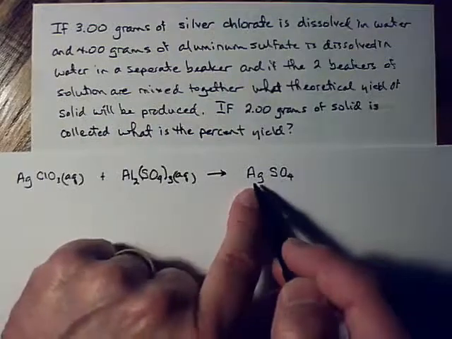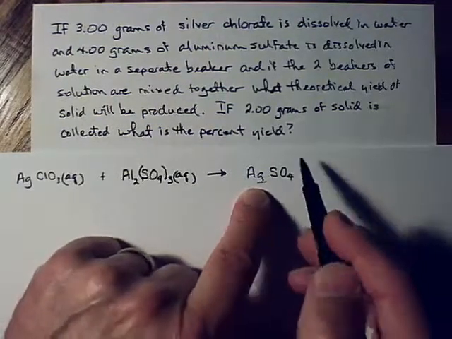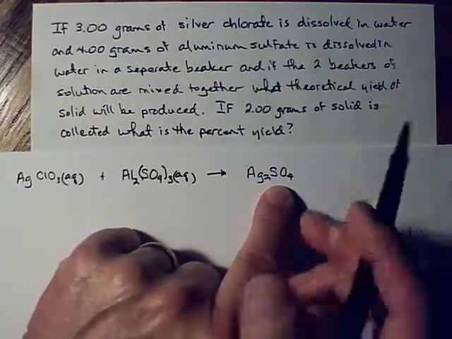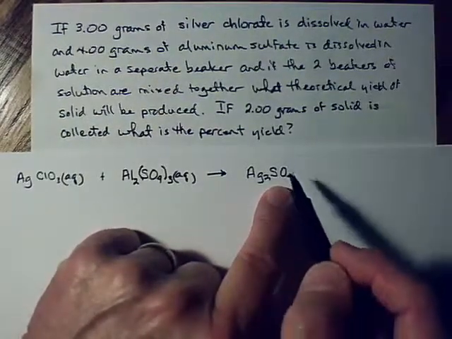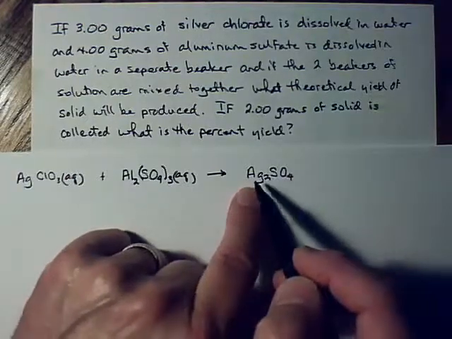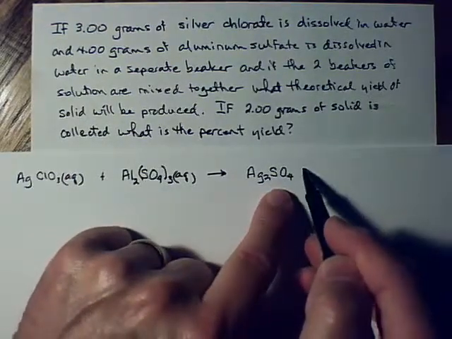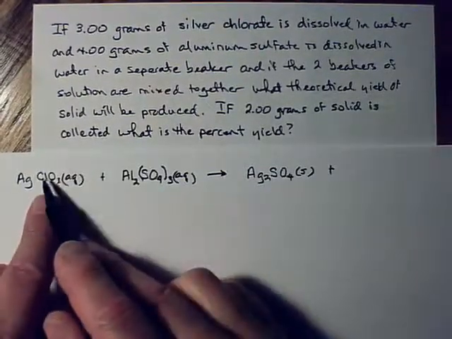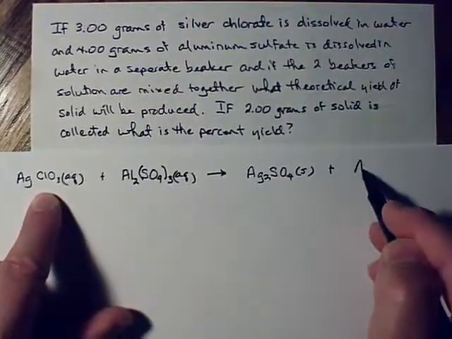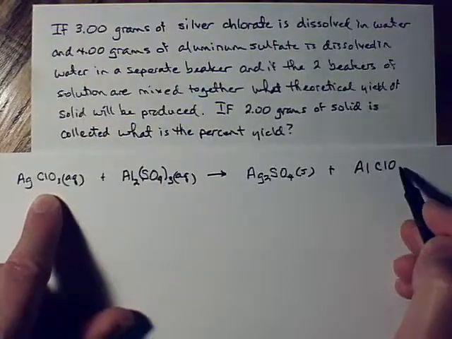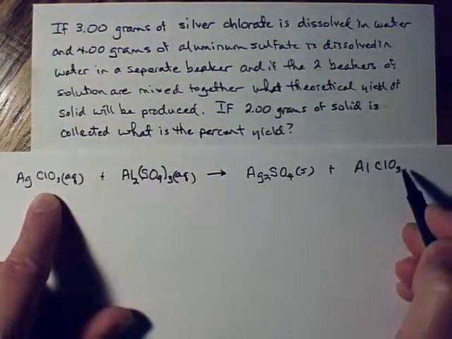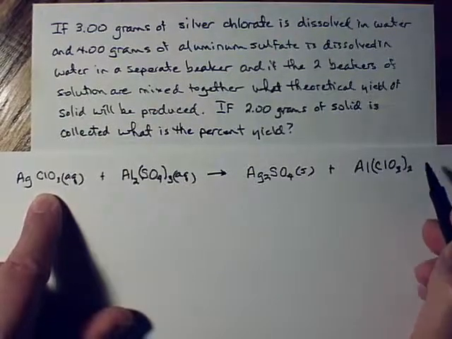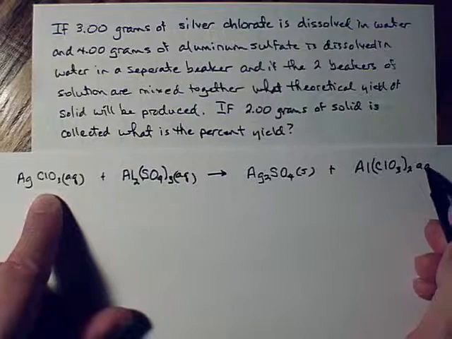So the silver has a 1+ charge. Sulfate has a 2- charge. So I need 2 silvers. Silver sulfate. Sulfate is one of those compounds that is mostly soluble, but it's not soluble when you put it with silver. So this is the solid. Then the front part of this goes with the back part of this. Aluminum has a 3+ charge, and chlorate has a 1- charge. So I need 3 of these chlorates. Okay? Chlorates are always soluble, so this is aqueous.